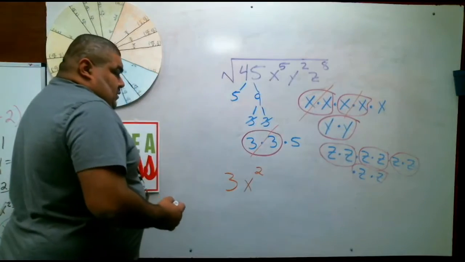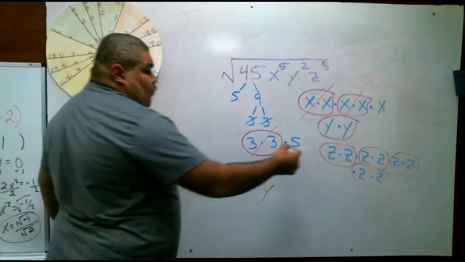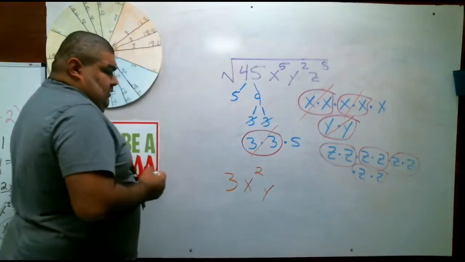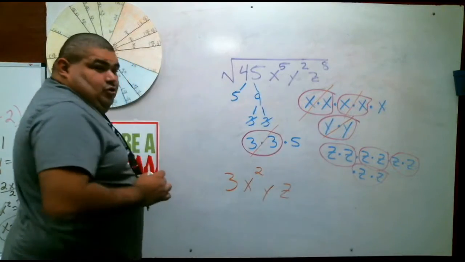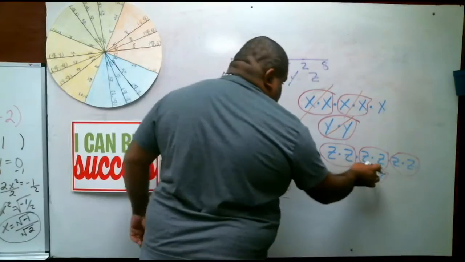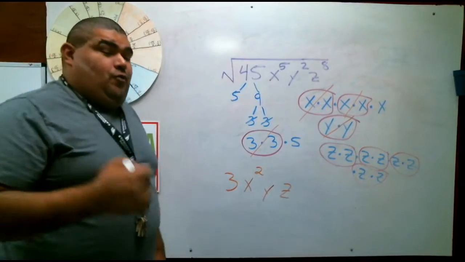Okay. Y, just 1 y, because you have 1 group of y's. And then finally, z to the 1, 2, 3, 4. To the 4 because there's 4 pairs.